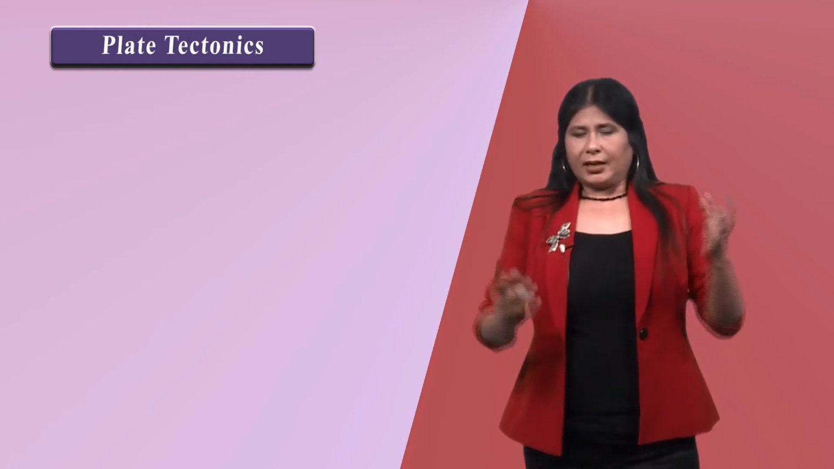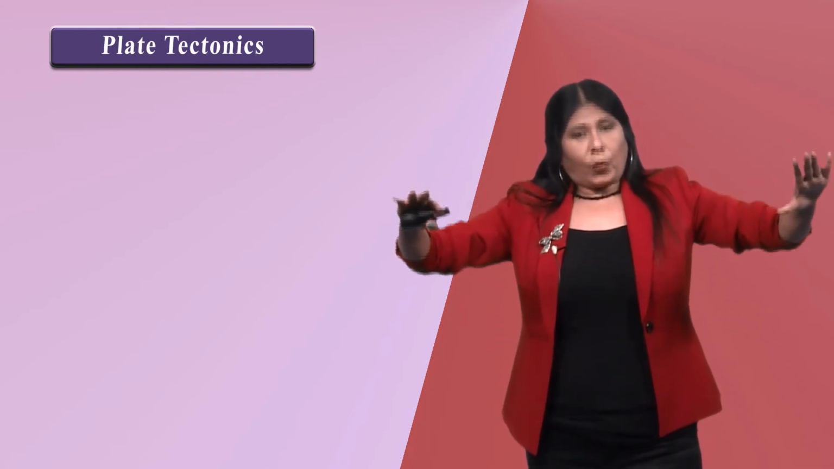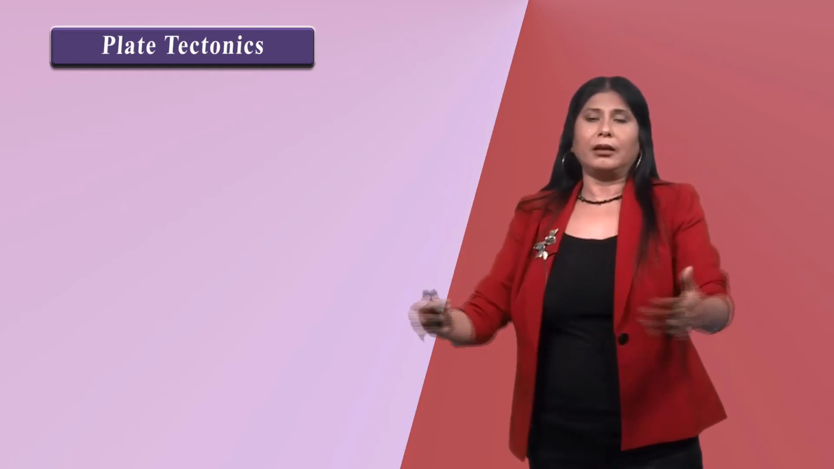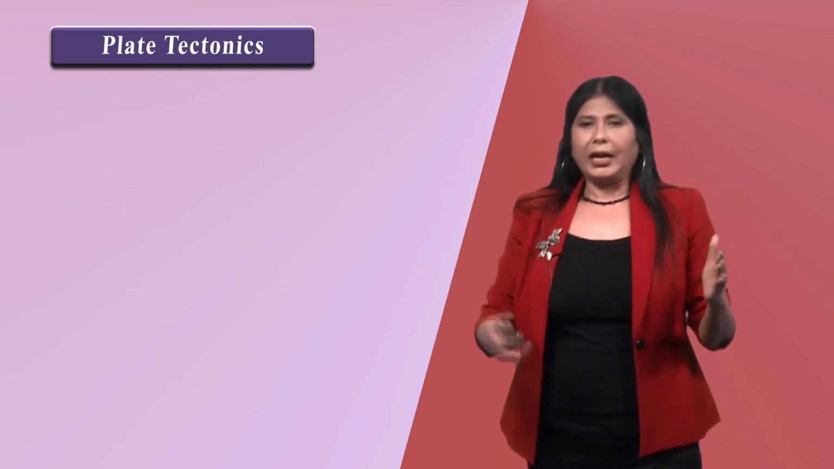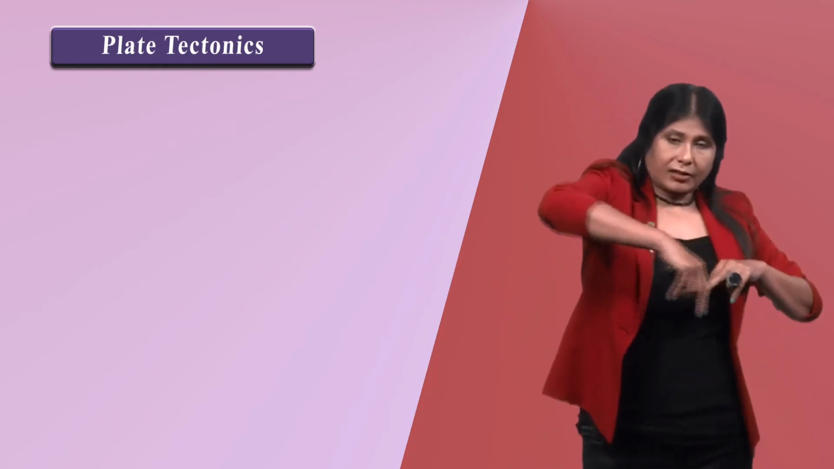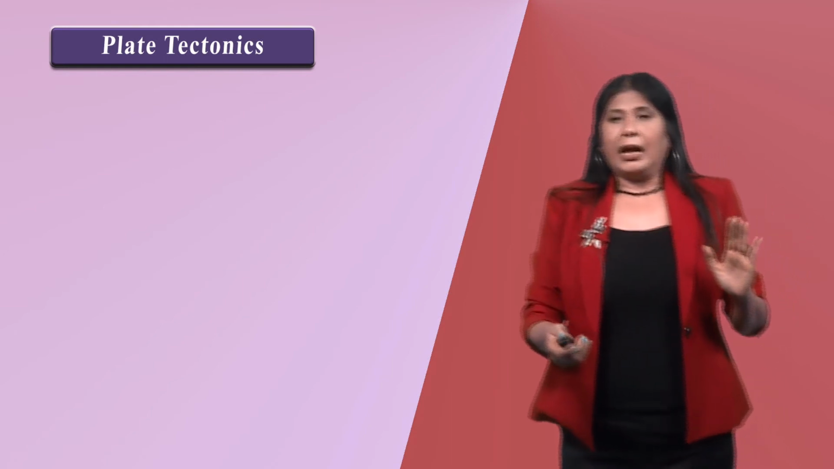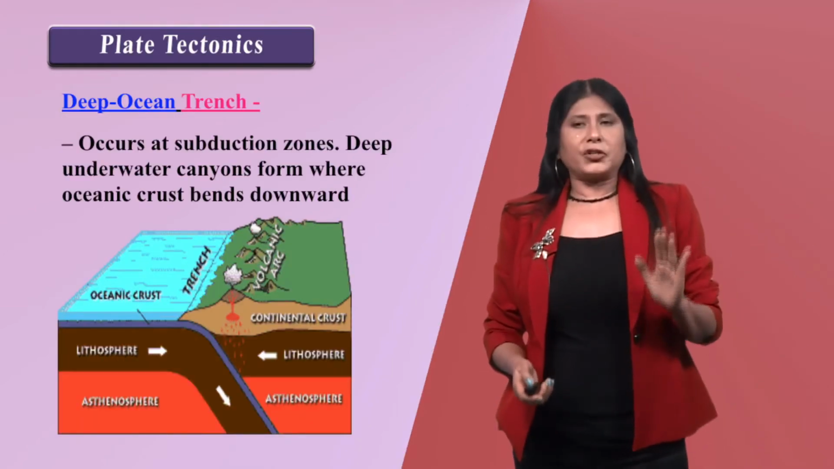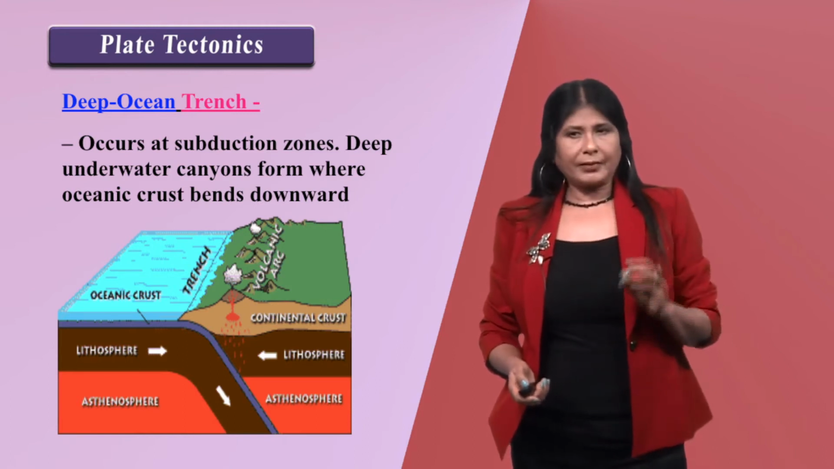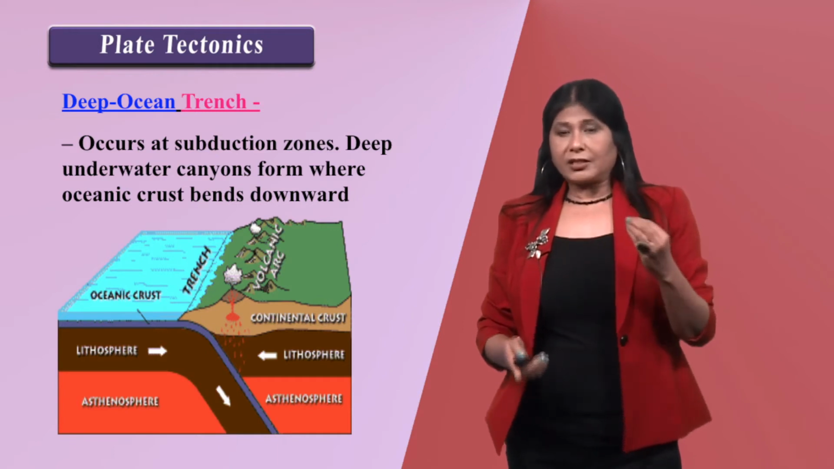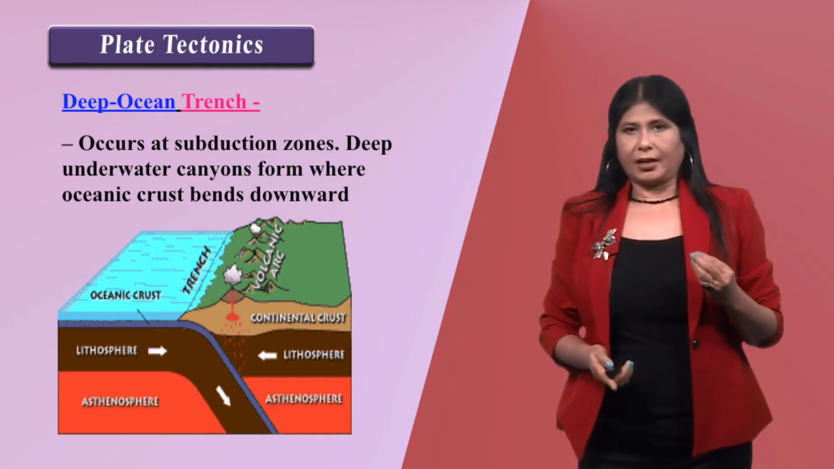That means as spreading is occurring, the slab is colliding with another slab and it is getting subducted into the mantle and consumed there. And it is getting subducted at a zone which we call a trench, or a trench is formed. So a deep oceanic trench occurs at the subduction zone. Deep underwater canyons form where the oceanic crust bends downwards.